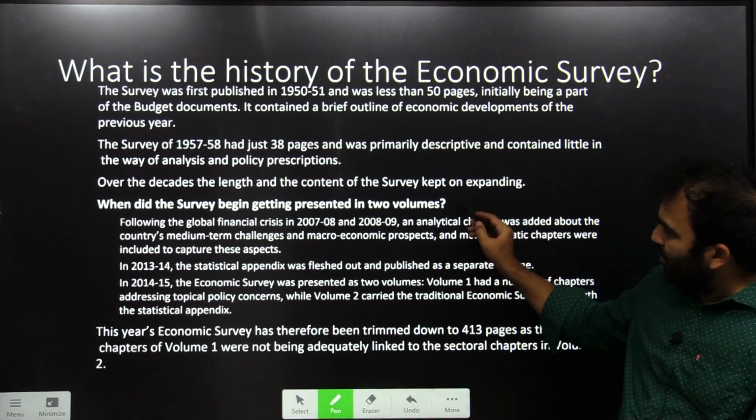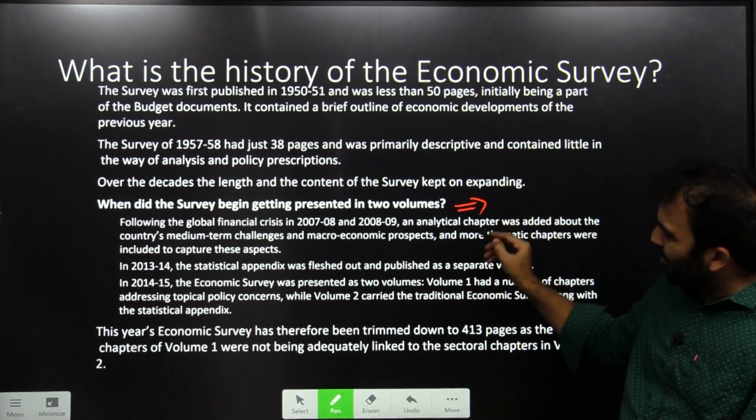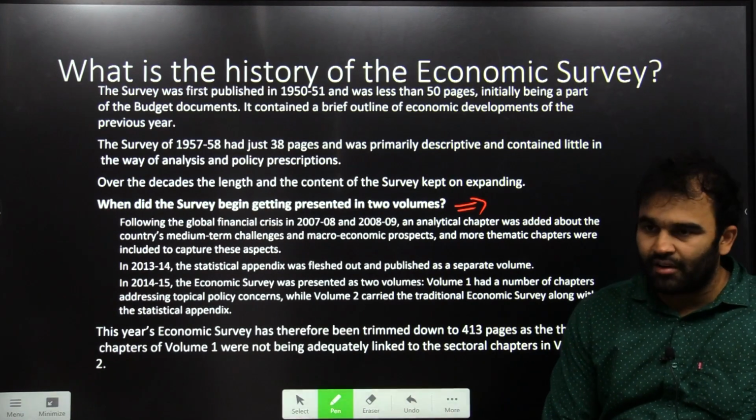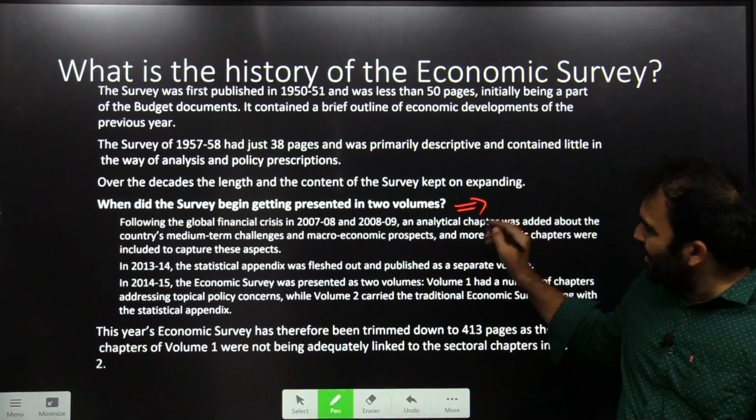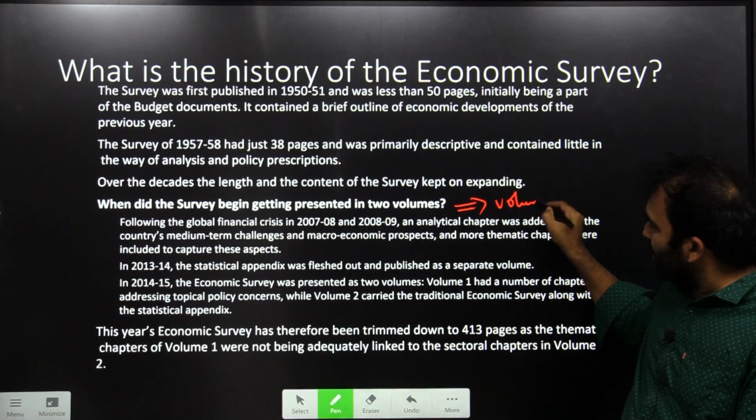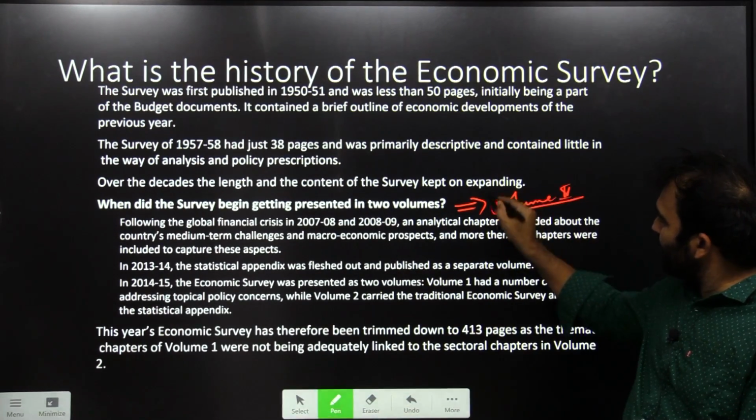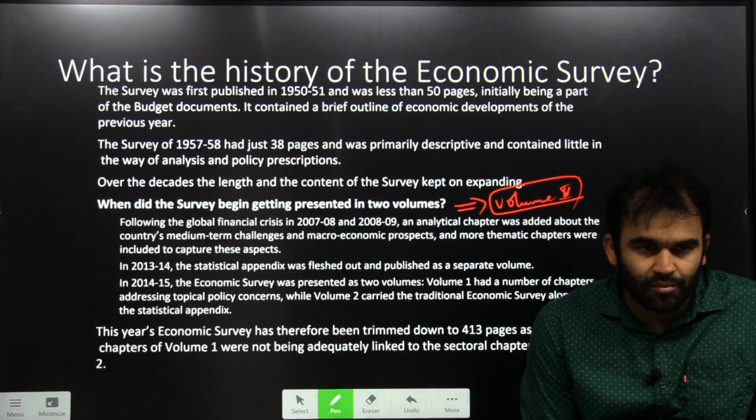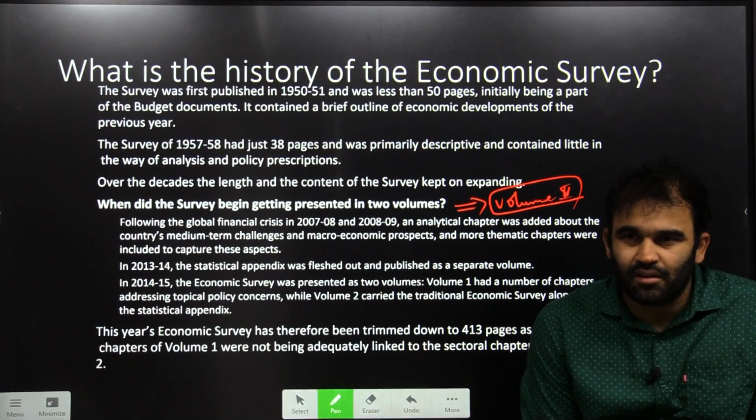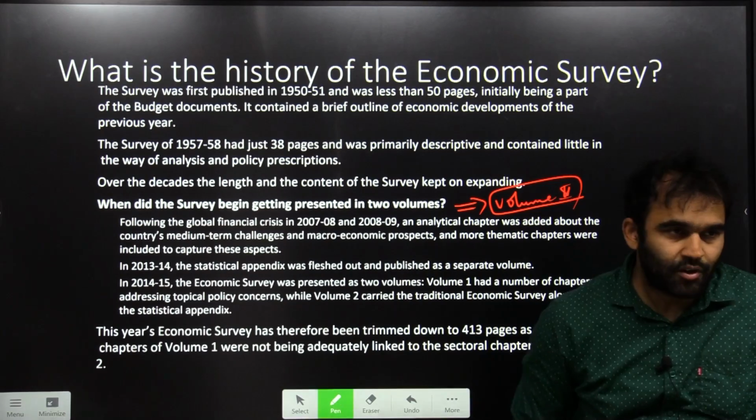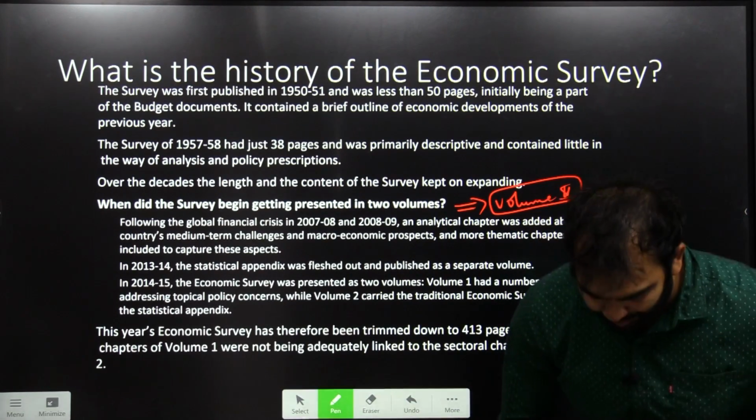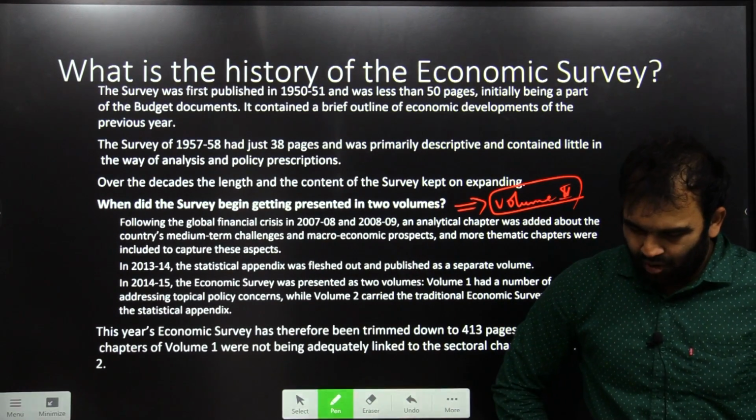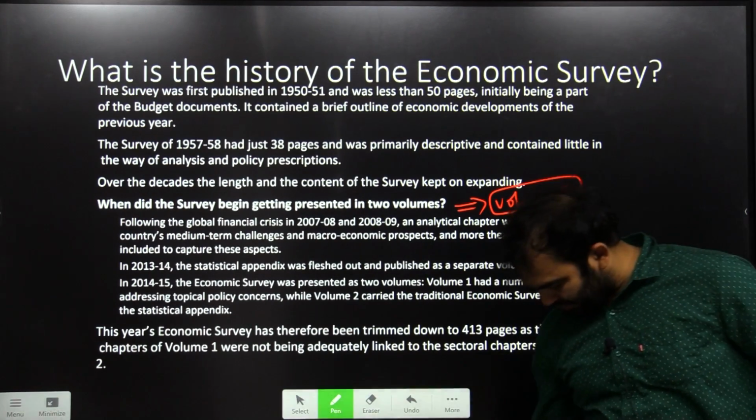Generally, economic survey is of 2 volumes. This year again, they have given only 1 volume, I think because of COVID they have shrunk it. But generally we have 2 volumes, and whenever you come across them, it's volume 2 which is of more relevance for us.